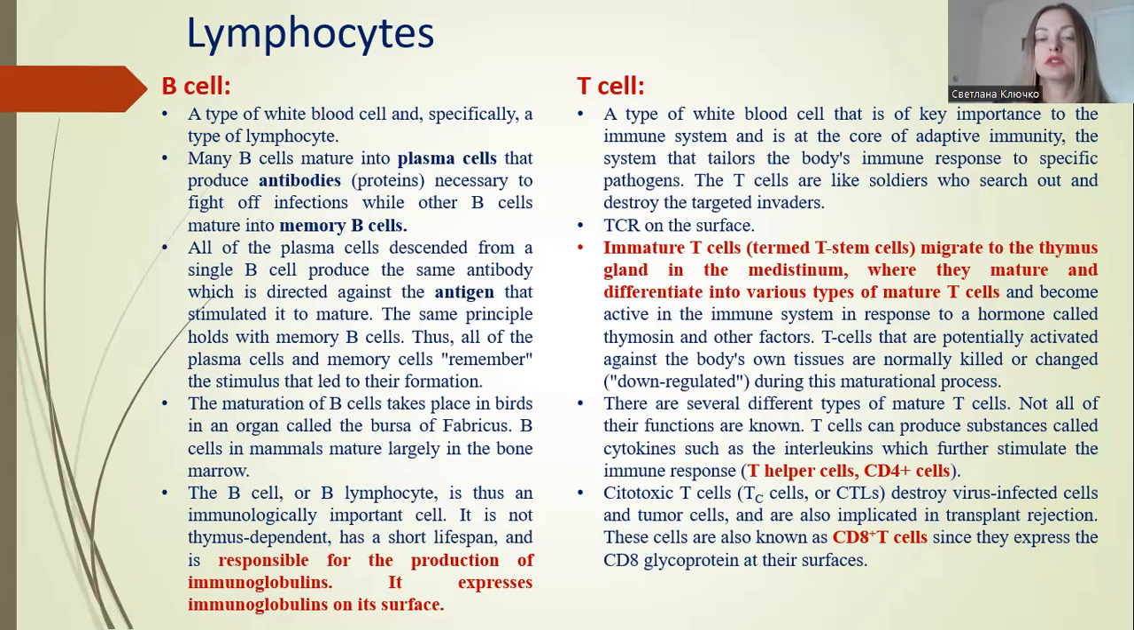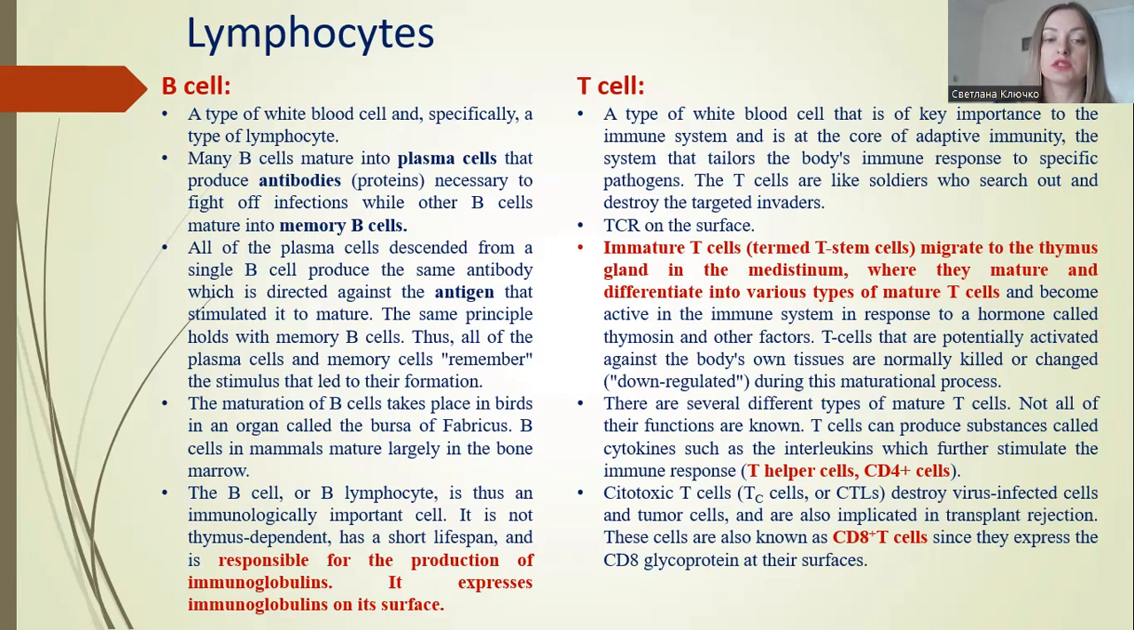Comparing B cells and T cells, we can note the next important points. B cell, a type of white blood cell, and specifically a type of lymphocyte. Many B cells mature into plasma cells and produce antibodies necessary to fight off infections, while other B cells mature into memory cells. All of the plasma cells descended from a single B cell produce the same antibody, which is directed against the antigen that stimulated it to mature. The same principle holds with memory B cells. Thus, all of the plasma cells and memory cells remember the stimulus that led to their formation.